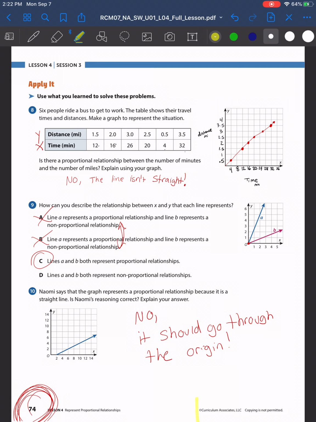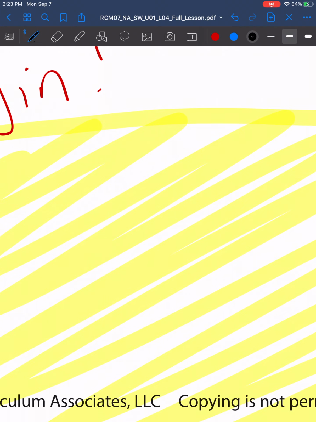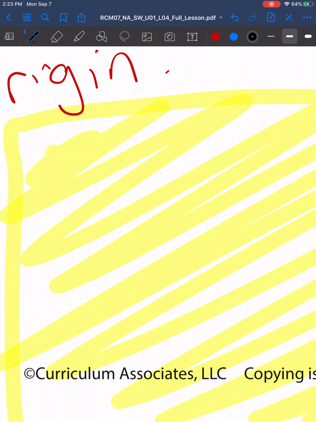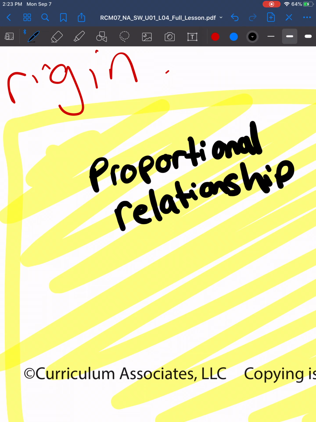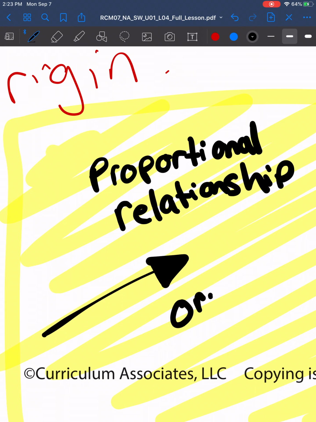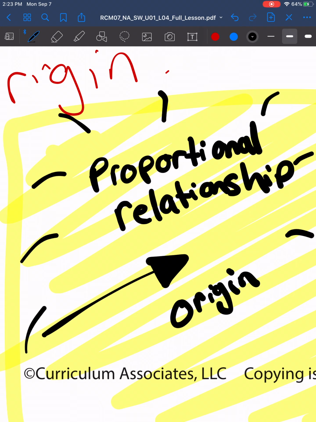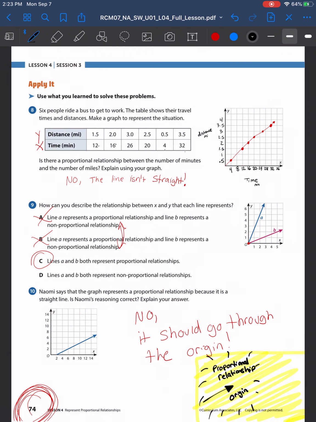Before you go, let me give you today's big old master idea that I want you guys to get out of this lesson. Here's today's big idea. For a line to be a proportional relationship, it has to be a straight line and it has to go through the origin. Okay, that's what the big idea for this lesson is. For it to be a proportional relationship, it has to be a straight line and it has to go through the origin. All right, guys, see you later.